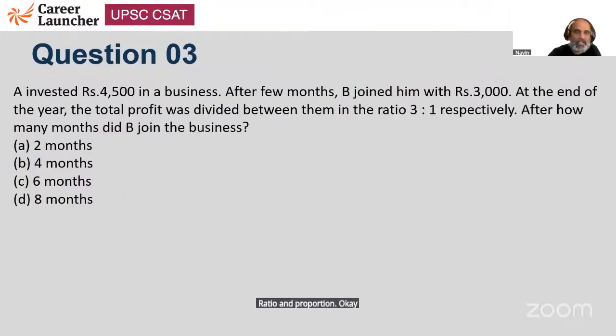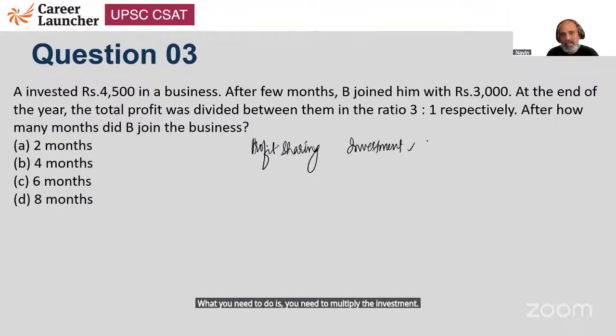Okay, let's look at another problem. So this is how we solve questions based on investment and profit sharing. So if you need profit sharing, what you need to do is you need to multiply the investment and the duration for which it was invested, obviously. For the duration I did not invest, why am I expecting any return from it? So when you multiply investment and duration, it should result in profit sharing.